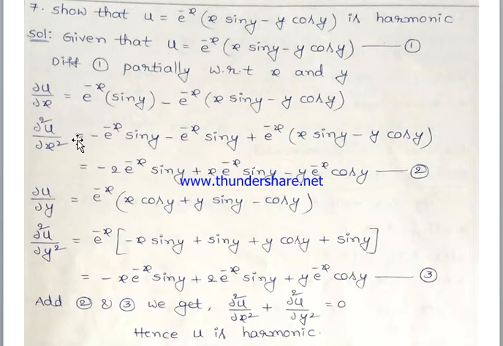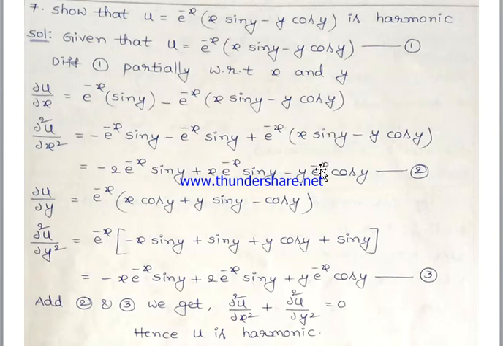Then going to the second order partial derivative, ∂²u/∂x². The derivative of e^(-x) is -e^(-x), and sin y is constant. Again we use the uv' + vu' formula: -e^(-x)(x sin y + y cos y) differentiated gives sin y from x sin y, 1 into sin y, plus y cos y derivative 0, plus e^(-x) into, because e^(-x) derivative is -e^(-x), minus of minus is plus, e^(-x)(x sin y - y cos y).